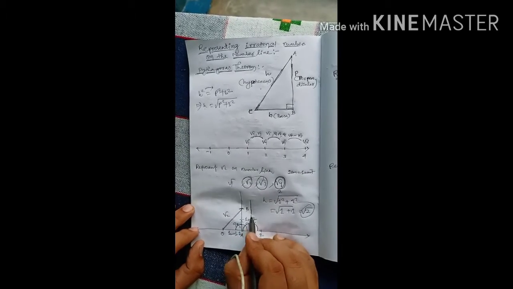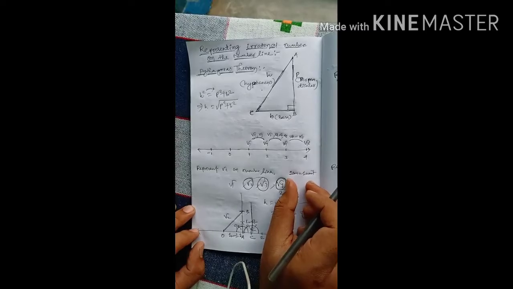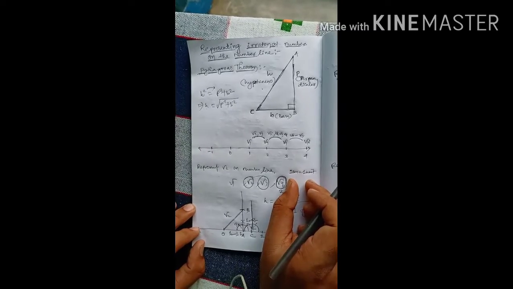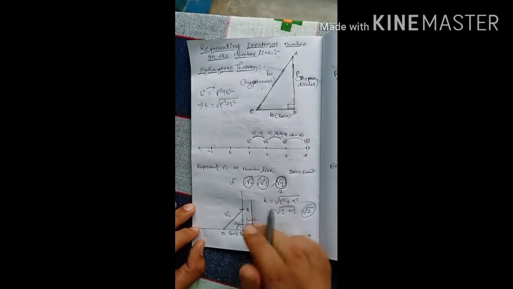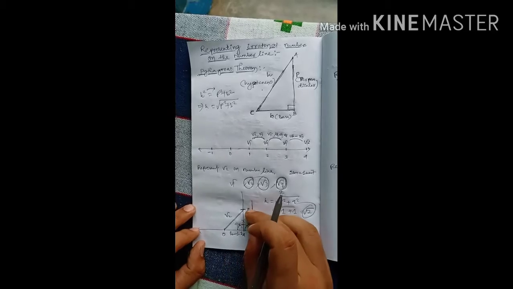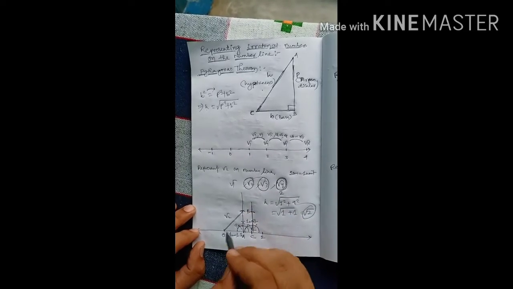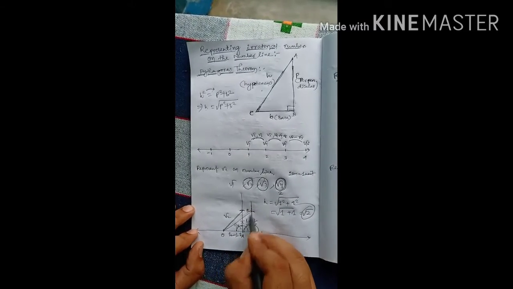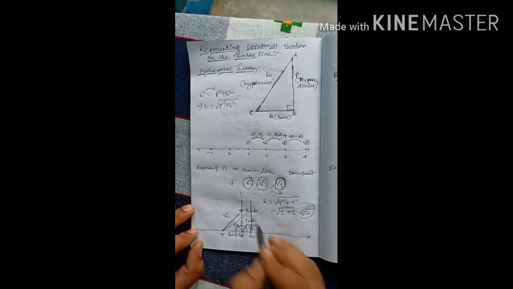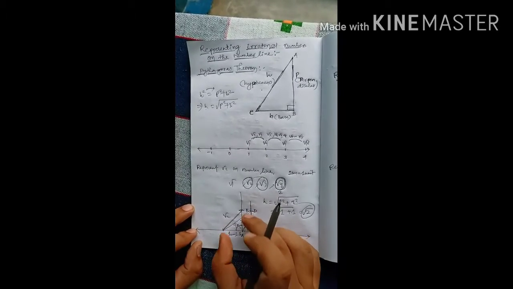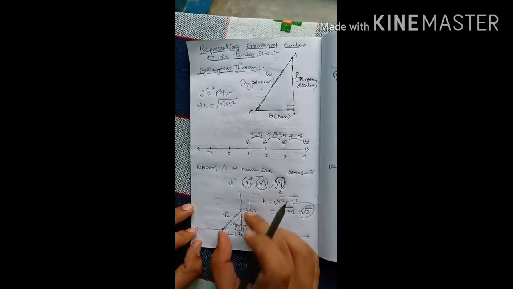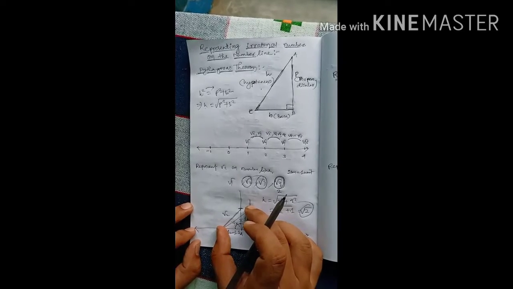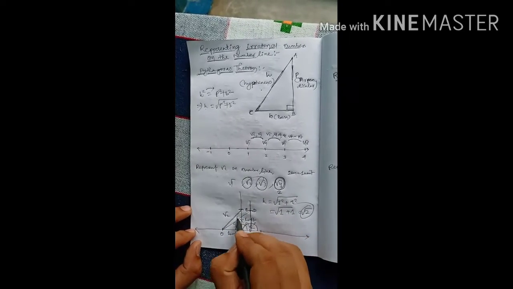And again, I choose a unit equal to 2 centimeter. Again, I will intersect at 1 unit here, the same 1 unit. Then if I join this point, if it is D, if I join OD, then the OD distance will give root 3 unit.